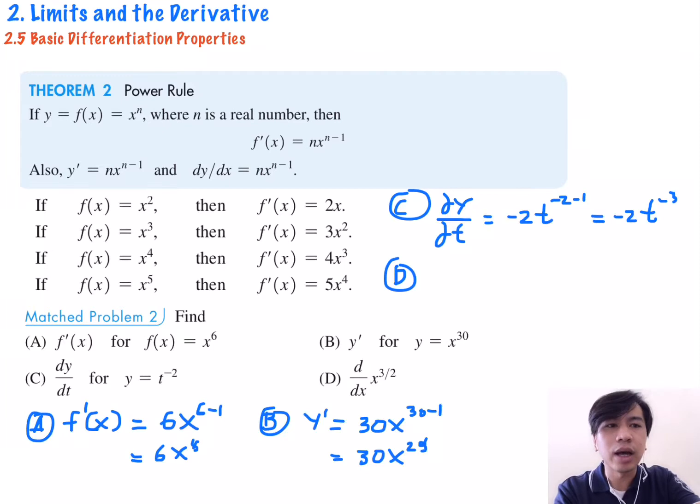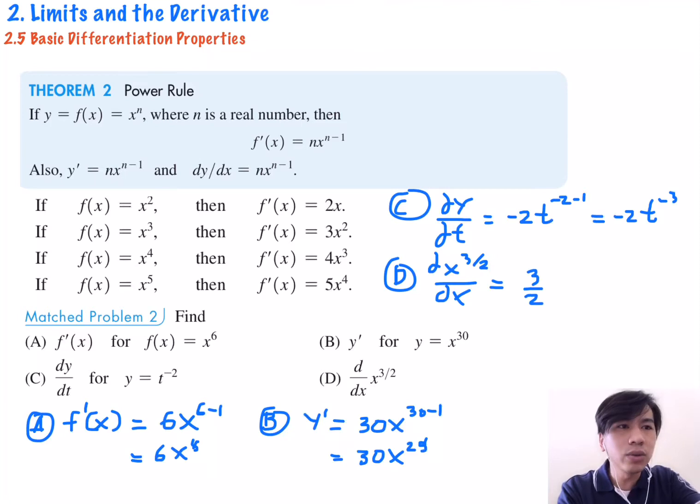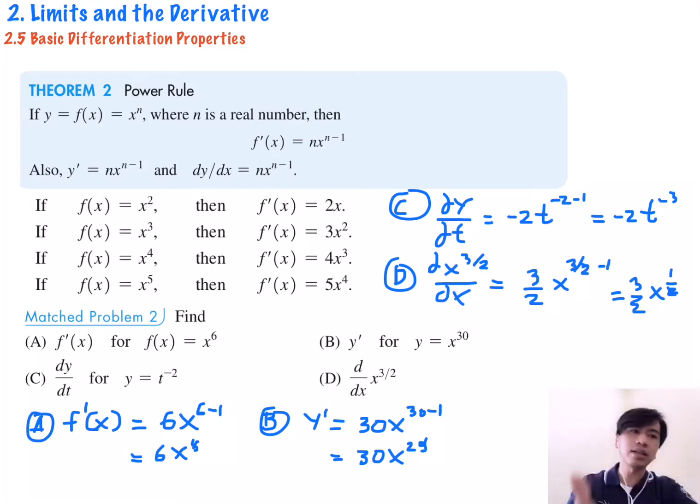D, okay, x to the power of 3 over 2, so we'll get d of x to the 3 over 2 over dx, then it will be 3 over 2 x to the power of 3 over 2 subtract 1, so we'll get 3 over 2 x to the power of half. Isn't it easier this way instead of having to do the 4-step procedure? It will be easier, right? But again, it came from the pattern that we learned on how to approach the derivative using limits. Okay, let's move to the third one.